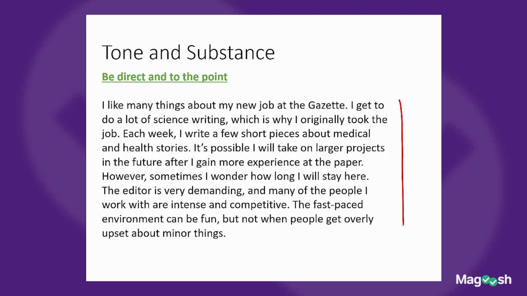Okay, this person is being open and honest about his or her true feelings about this new job, about the Gazette, okay? There are some really great things that the person mentions, but the person is also being very direct about some things that are not so great. Being open and honest about the fact that this person may not stay here very long because there are some things, like how intense it is and how competitive it is, that aren't very pleasant. Okay, so this is an example of being direct, being to the point with your friend, okay?